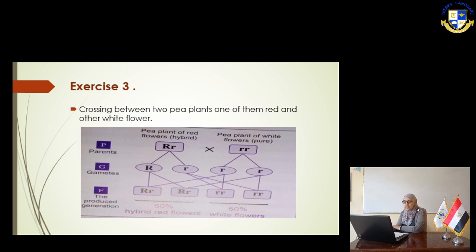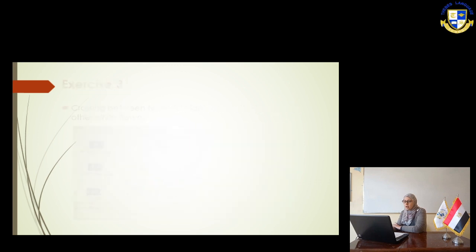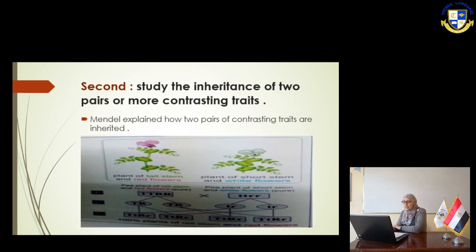Here we can see the gametes R capital, R small and R small, R small. In the first generation, we can see hybrid red flower by 50% and white flower by 50%. So the hybrid red flower R capital R small and the white flower R small R small.